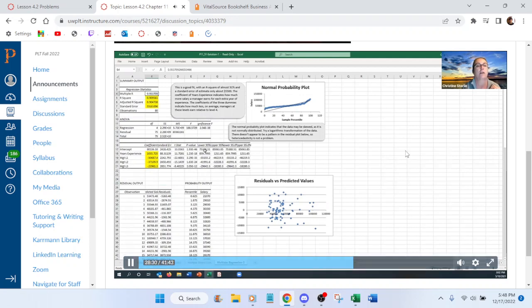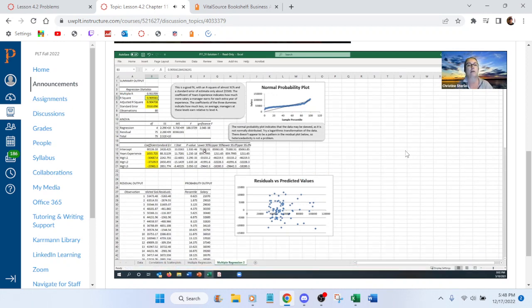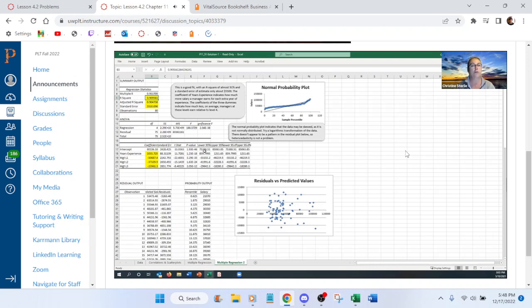Relationship, we've got a good fit. Experience indicates how much more salary a manager earns for each year as a manager. If you are a frontline manager, you earn $50,687.40 less than if you are at the executive level. If you are a level 2 manager, you earn less than an executive level, and likewise for the upper level.